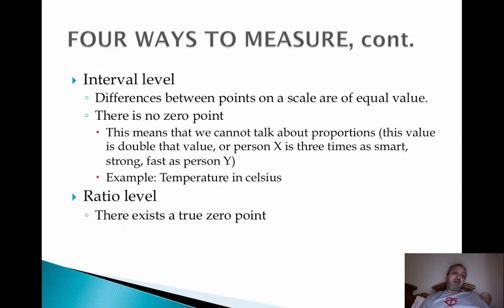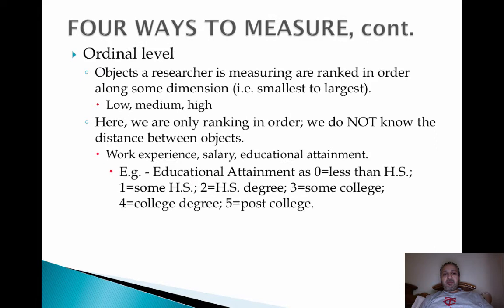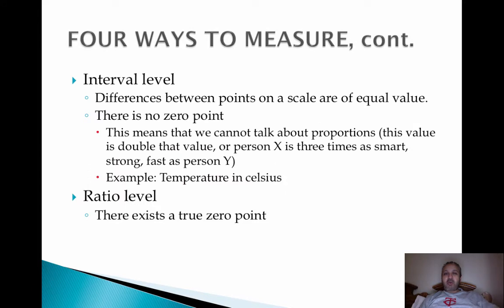I could do that. Or I could also spell it out more explicitly, like less than 1 minute, 1 minute to 2 minutes, 2 minutes to 3 minutes, 3 minutes to 4 minutes, right? Which would be closer to an interval level. Or I could do a ratio level variable. How could I measure it at the ratio level?